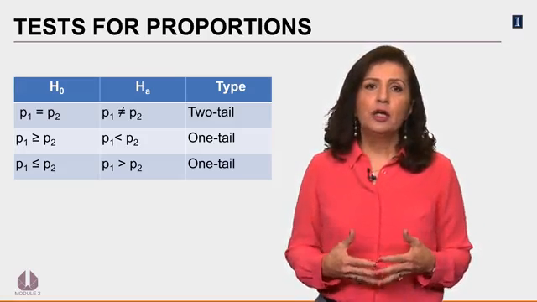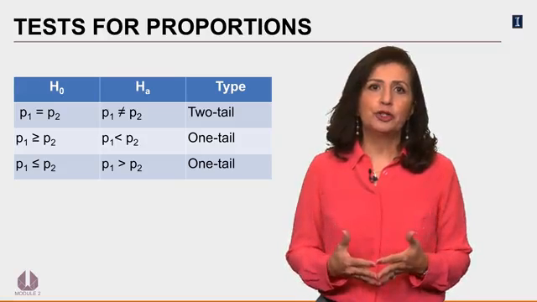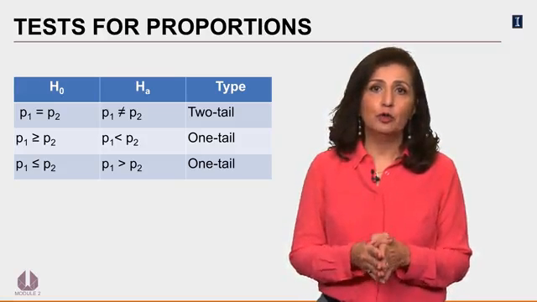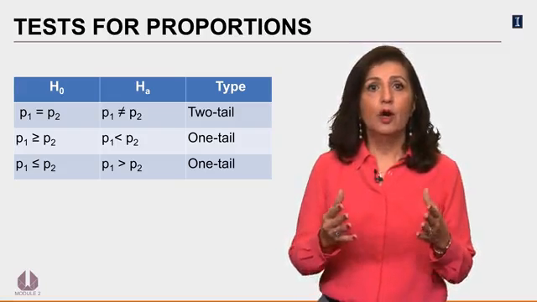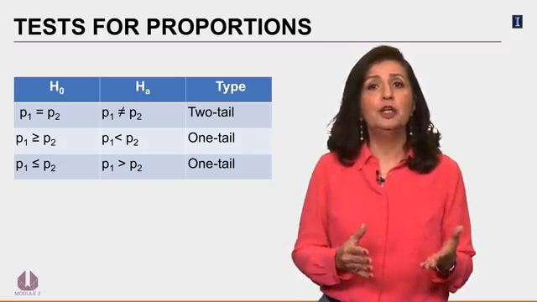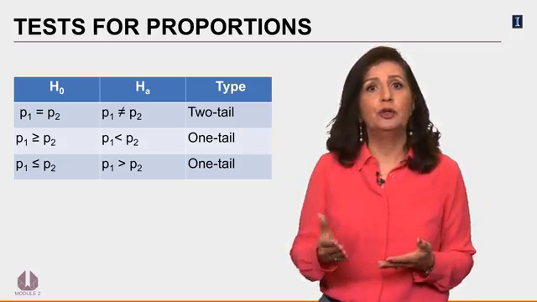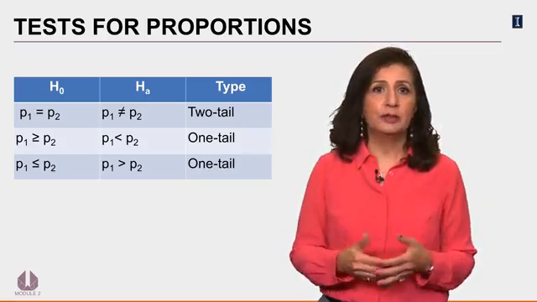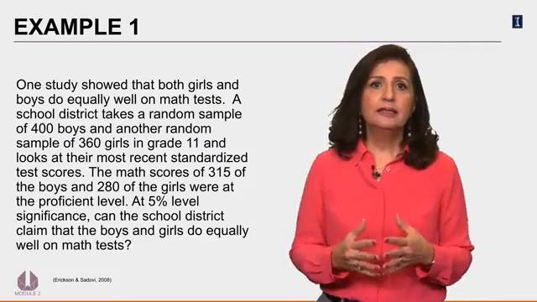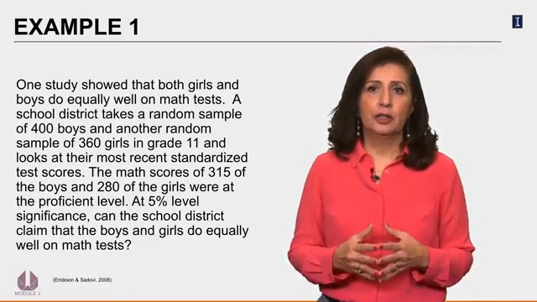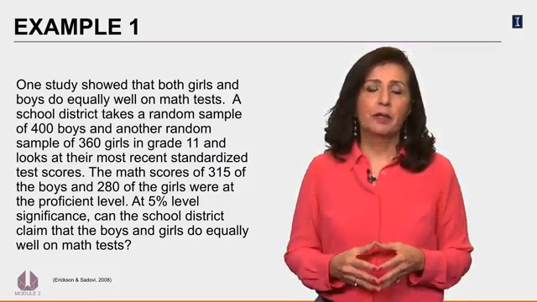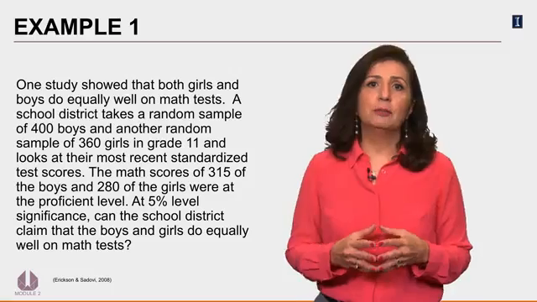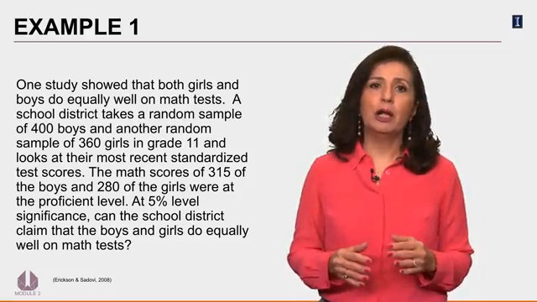As before, we can be testing for two proportions being the same as opposed to being different, which would be a two-tailed test. Or testing for one proportion being equal or greater than the other or equal or less than the other, which will result in one-tailed test. Consider this very common concern. Can and do girls do as well as boys in math? One study showed that both girls and boys do equally well on math tests.